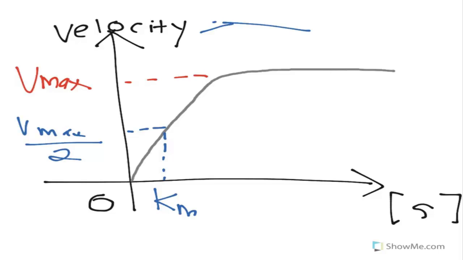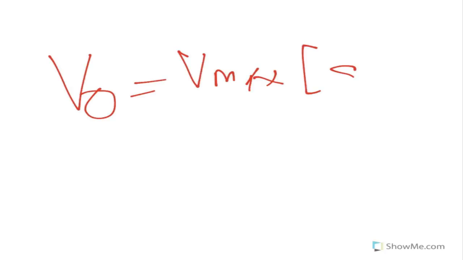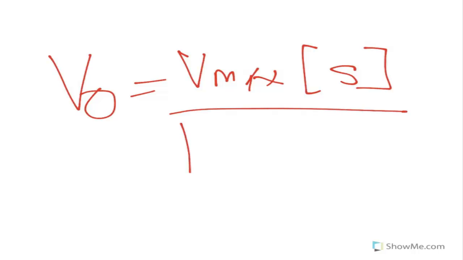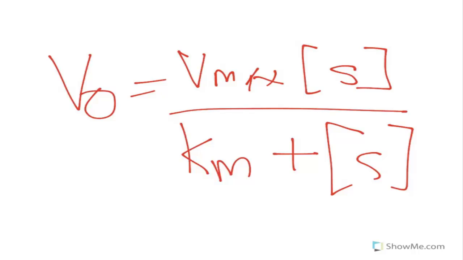Now for this particular reaction, how to calculate the velocity of this reaction? Now V0 is equal to Vmax multiplied by your substrate concentration over your Michaelis-Menten constant plus your substrate concentration. There you go. So this is how you calculate the velocity of the reaction.